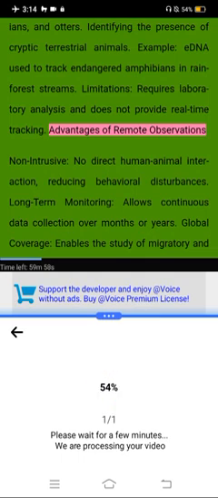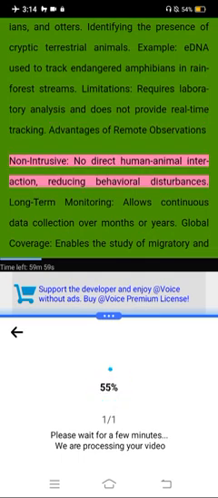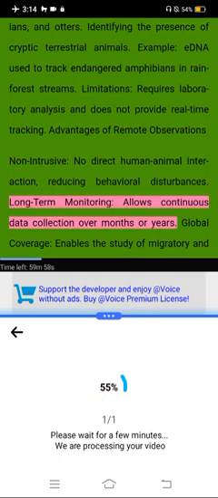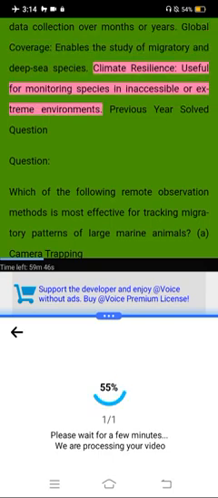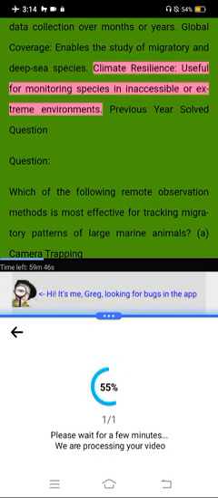Advantages of remote observations: non-intrusive, no direct human-animal interaction, reducing behavioral disturbances. Long-term monitoring, allows continuous data collection over months or years. Global coverage, enables the study of migratory and deep-sea species. Climate resilience, useful for monitoring species in inaccessible or extreme environments.